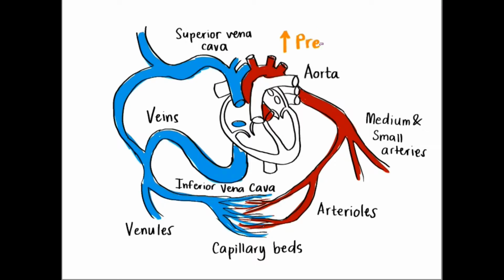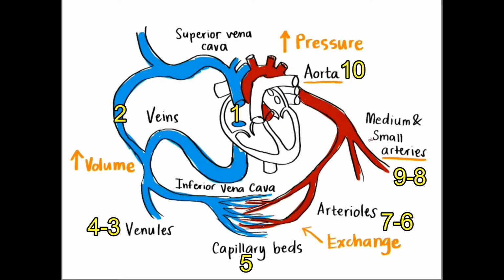Since the arteries are receiving the pumped blood from the heart, there is significantly larger pressure in the arteries than in the veins. If we were to rate the blood vessels by their amount of pressure, the aorta would be 10 and the superior and inferior vena cavas would be 1.